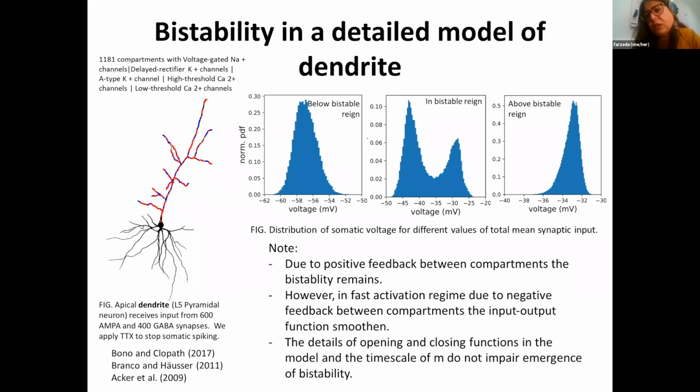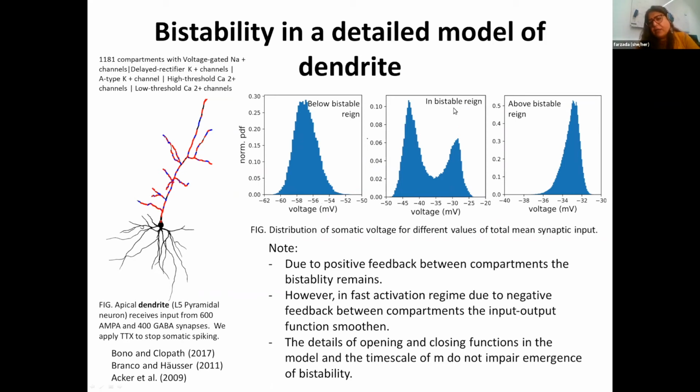And this model is a very well-known model, and many people have used it before. It originated from Acker et al. 2009, and different versions of this model exist, and many people use this model. So it's a very standard model. And when we tune this model and construct models with different mean input, we can see that when the mean input is below the bifurcation region, we get a single-mode distribution, which is very close to Gaussian because not so many of these channels are getting activated.